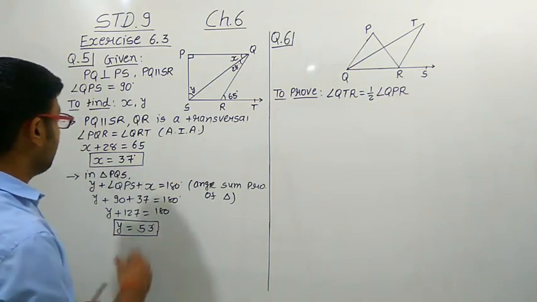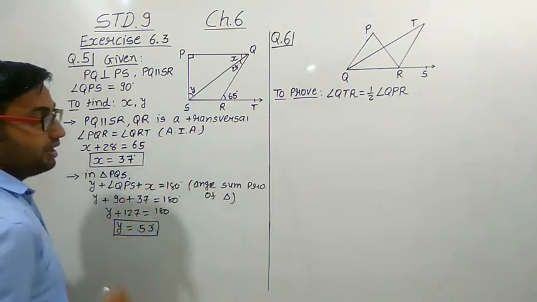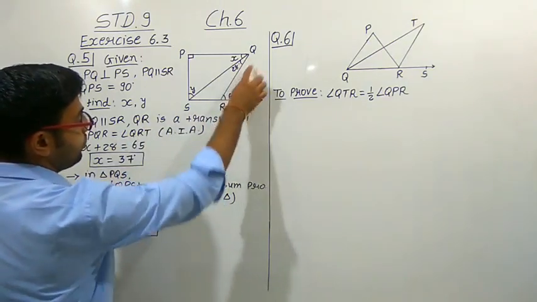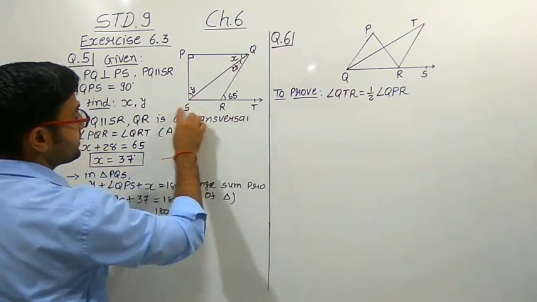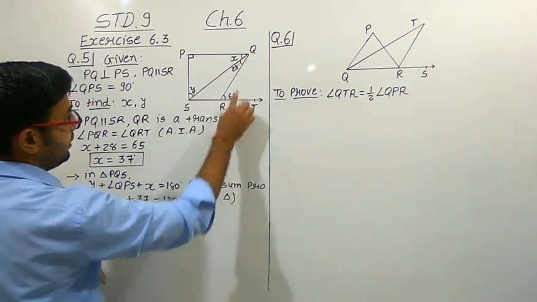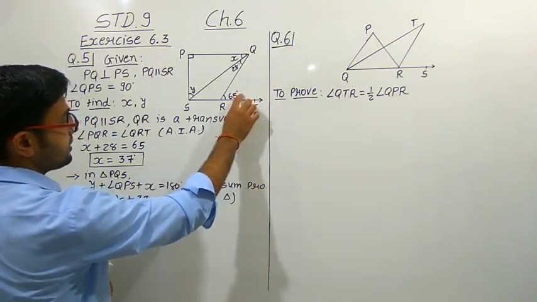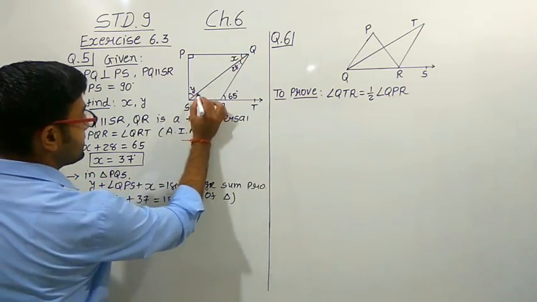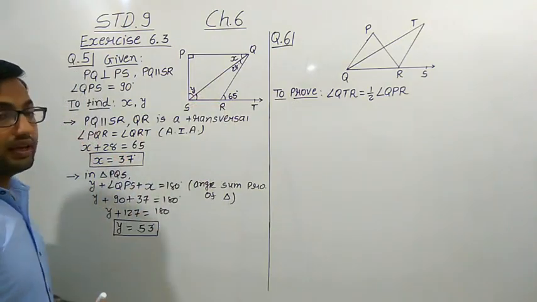Right? So here we used two concepts: one is alternate interior angles and the second is the angle sum property of the triangle. Okay, here you can notice that this angle QRT is an exterior angle of triangle QSR. So if QSR is a triangle and QRT is the exterior angle, then this angle 65 is the addition of this 28 degrees and this angle. This is the second method, and the first method is what we just solved.